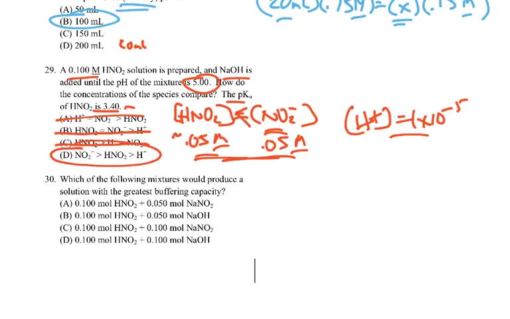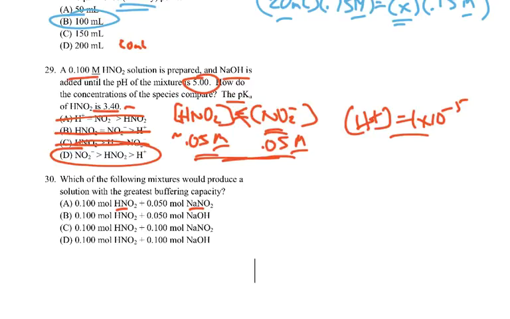Okay, and the last question, which of the following mixtures would produce a solution with the greatest buffering capacity? Well, let's take each situation. Here's a weak acid, and we're putting in its conjugate base, so that would be a buffer. But we have twice as much of our acid as our base, so that might knock down our buffering capacity because it would not be all that good as far as the weak base is concerned.